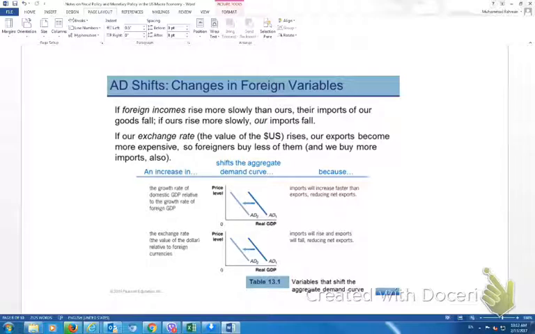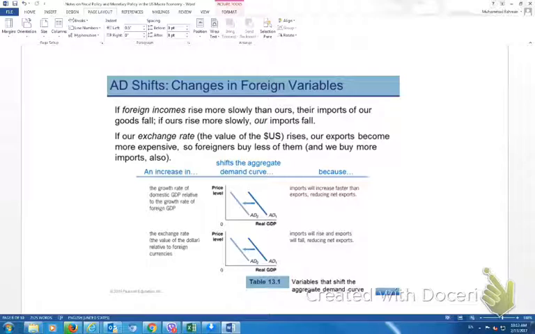The one that is currently getting the most review is how the exchange rate affects aggregate demand. So if there is an increase in the exchange rate, the value of the US dollar relative to foreign currencies goes up. If the dollar becomes stronger, that's the argument. If the dollar becomes stronger or appreciates, it means that for foreigners it is more expensive to buy from the USA. So as a result, exports to foreign countries will go down.